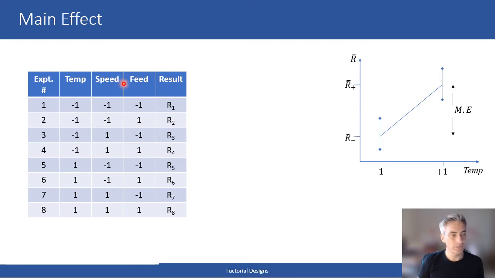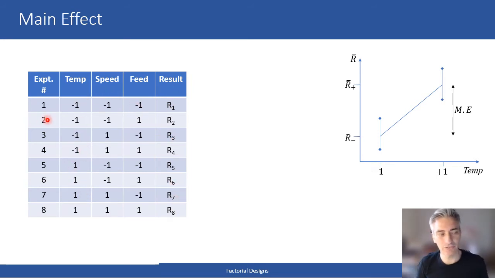So here is the same table again, only this time I've made a new column for the results of the experiments. So there's every possible combination of this 2-level experiment of temperature, speed and feed. So there's 8 different combinations of these 3 factors. And then I have 8 results, one for each possible combination.